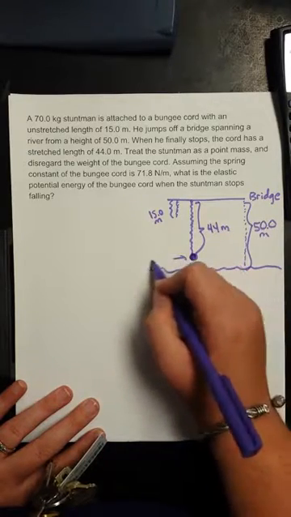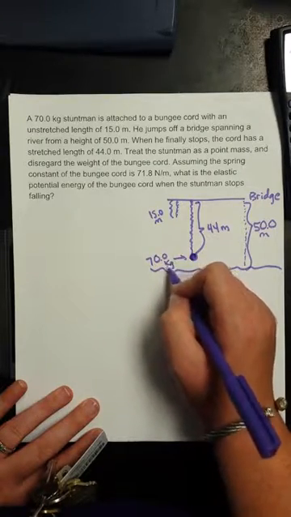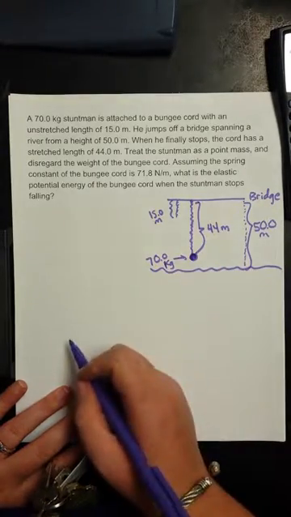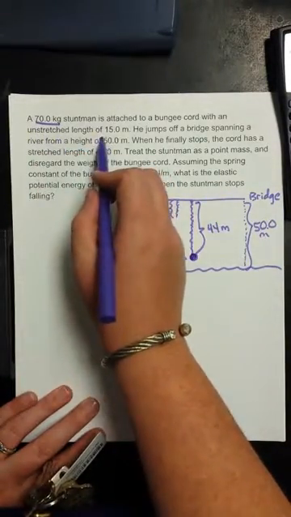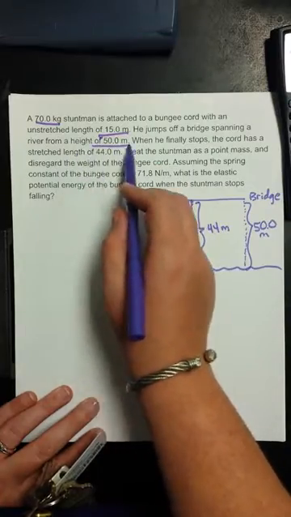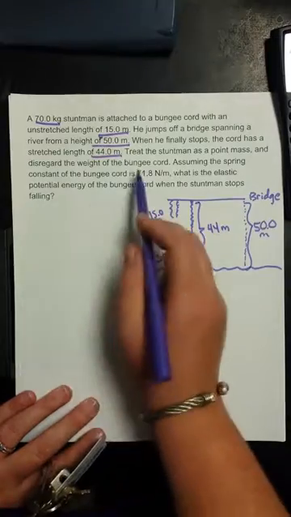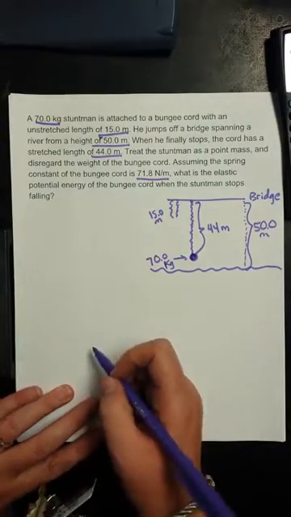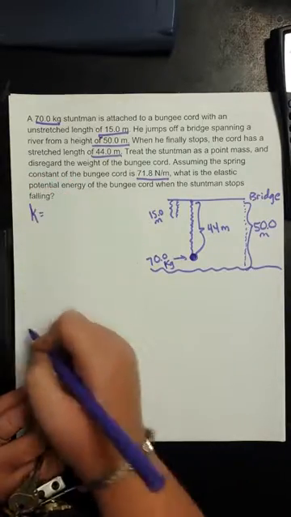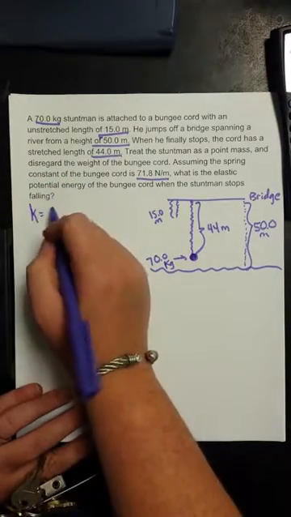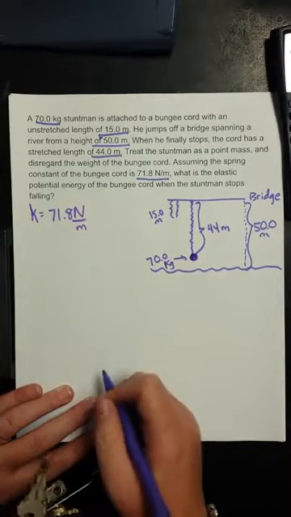Alright, it also says that he has a mass of 70 kilograms. Another piece of information they give us. So far I've used the 70 kilograms, I've used the length of the unstretched cord, the height of the bridge from the river, the length of the stretched bungee cord. I'm still left with the spring constant. So I'm going to put the k, which is the symbol for spring constant, lowercase k, equal to 71.8 newtons per meter.